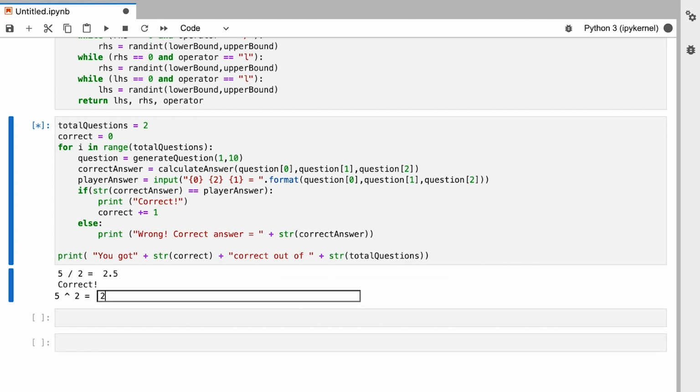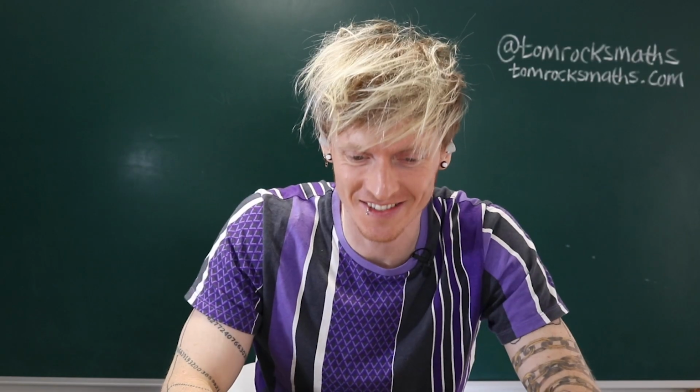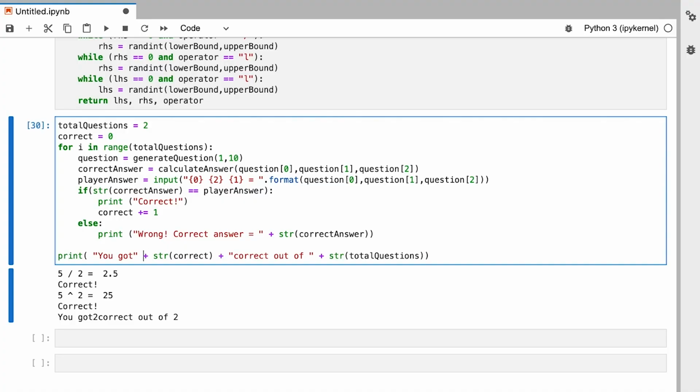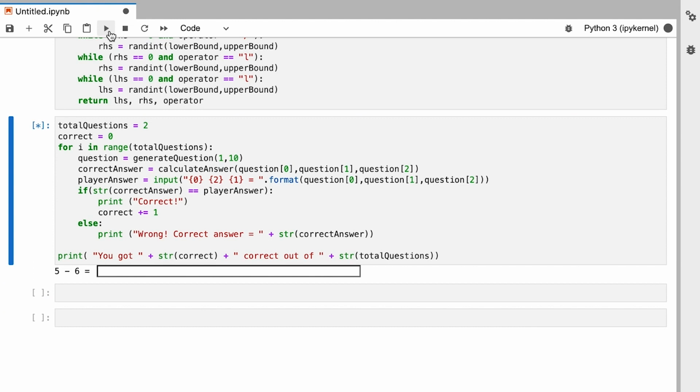Correct. 5 squared is 25. I got 2 correct out of 2. Okay, excellent. So I just need to add spaces to "correct out of" that and run again. Okay, 5 minus 6 minus 1.